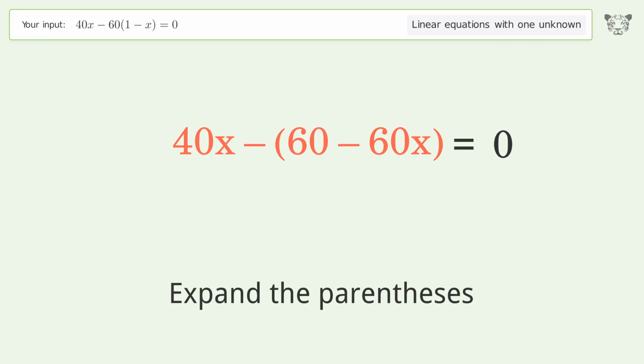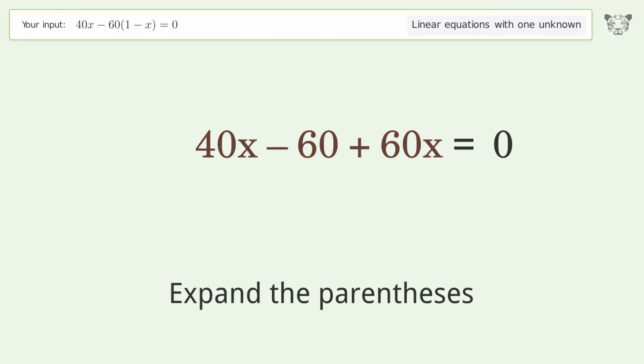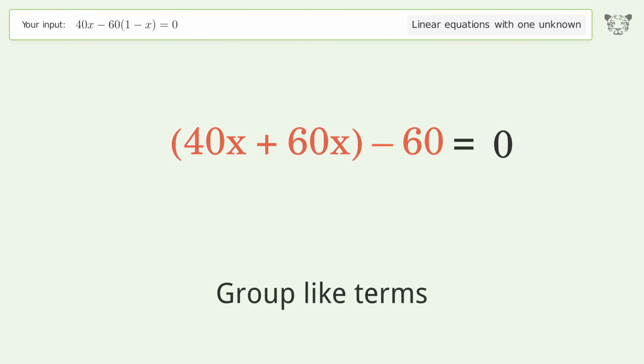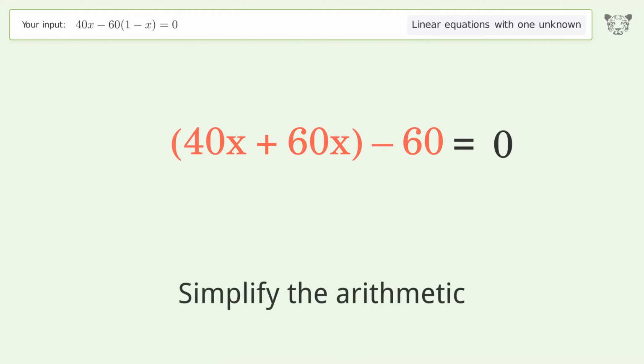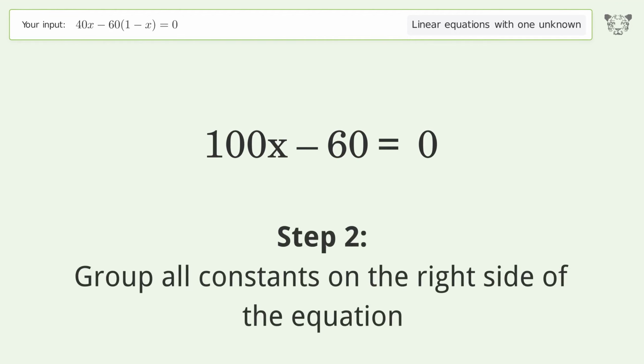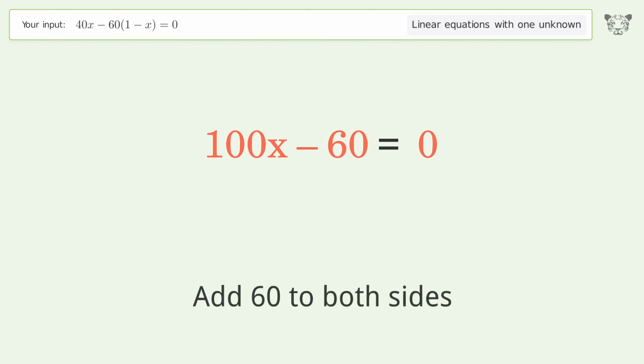Expand the parentheses. Group like terms. Simplify the arithmetic. Group all constants on the right side of the equation. Add 60 to both sides.